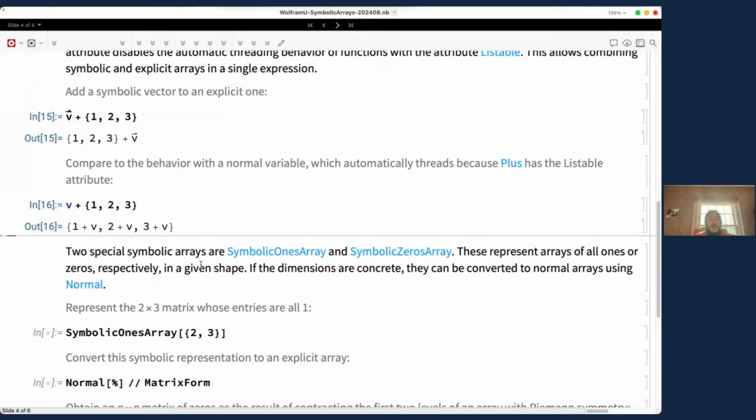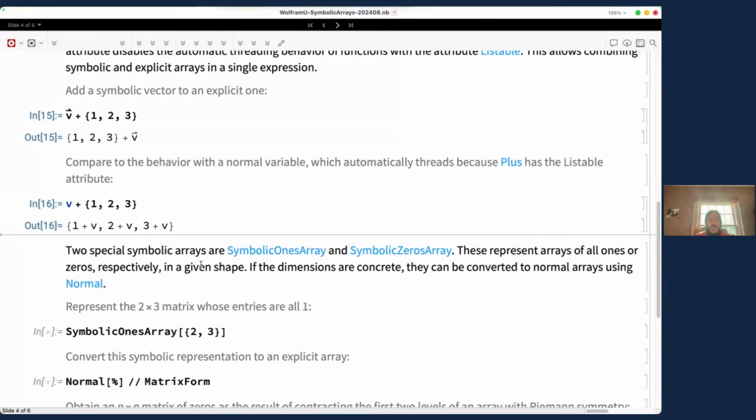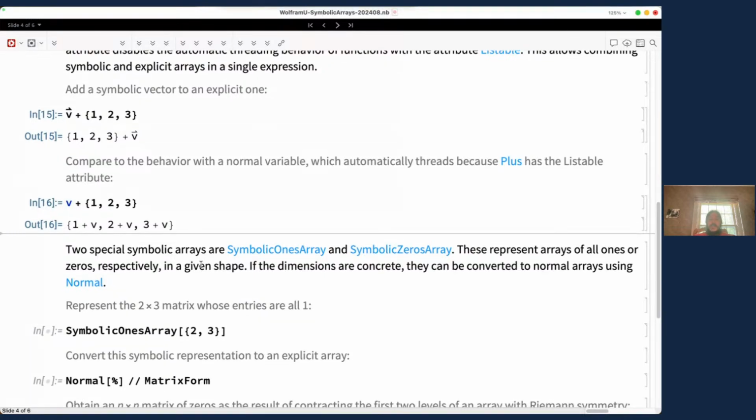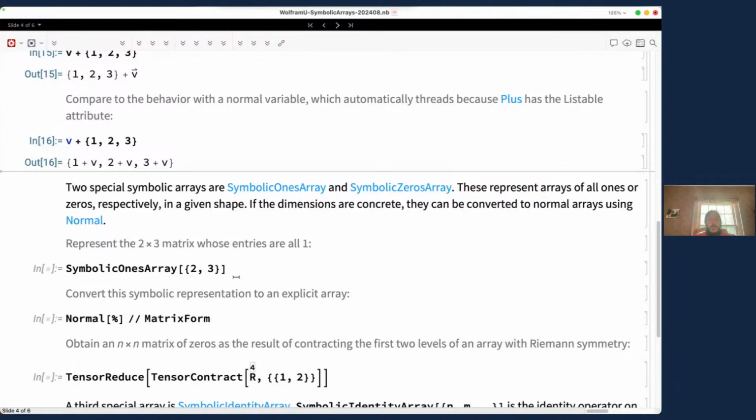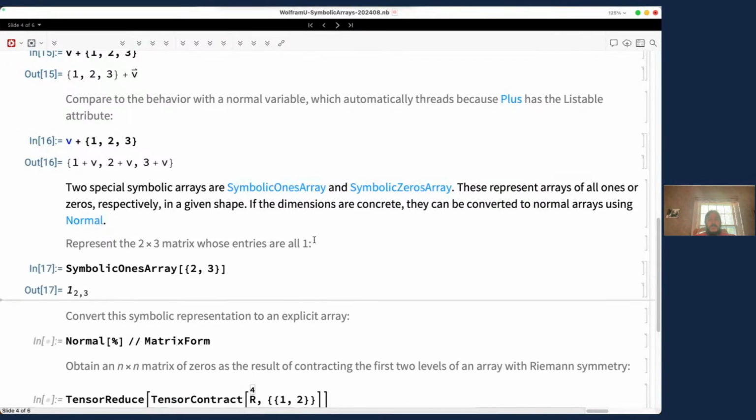So two special symbolic arrays are symbolic ones array and symbolic zeros array. As the name suggests, they represent arrays of all zeros and all ones. If the dimensions are concrete, i.e. they're positive integers rather than symbols, then you can convert them to a normal array using normal. So here's a 2x3 matrix whose entries are all ones. It's a symbolic ones array of the list 2, 3.